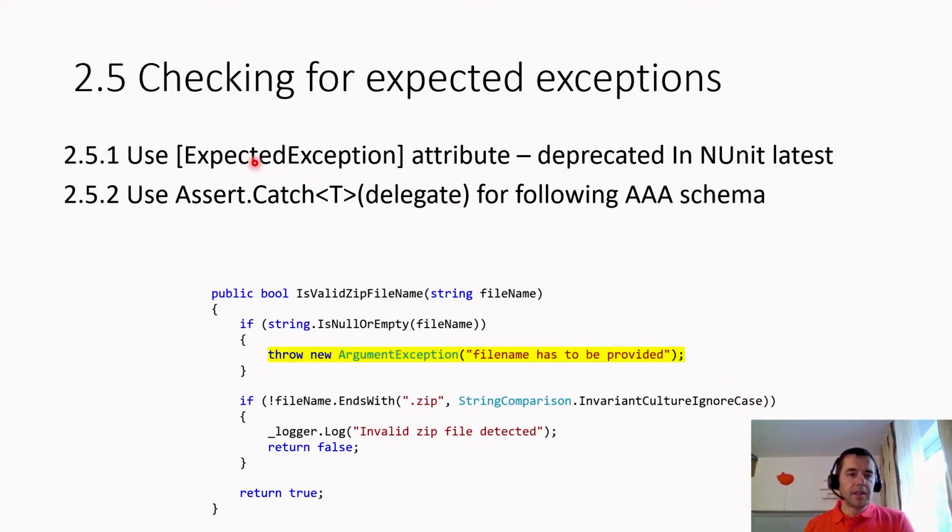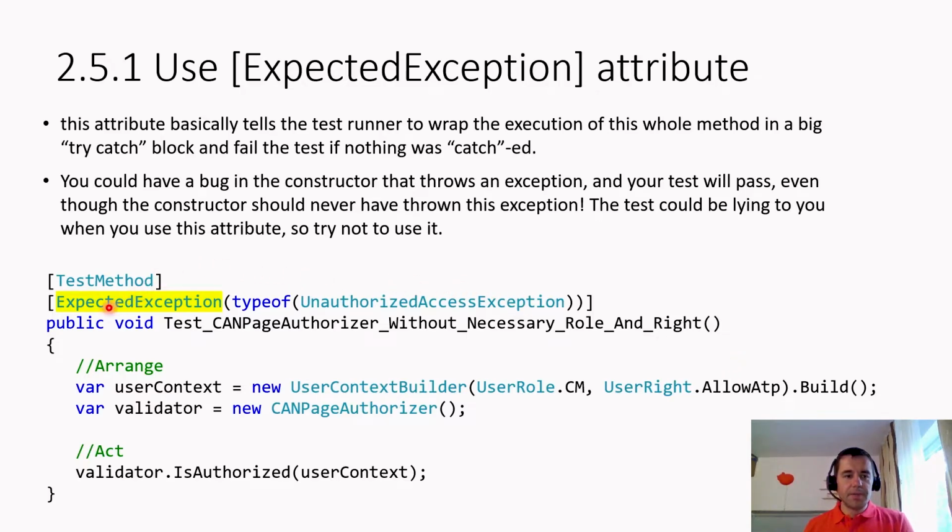Good. Next, we have how to write unit tests and how to check for expected exceptions. So maybe you have a method which under some circumstances should throw an exception. Here we see we have the same method, and we add a check here. If we do not provide a file name, we throw an argument exception. So this is the implementation, and we'll see how to test this.